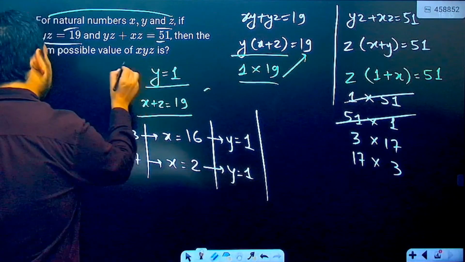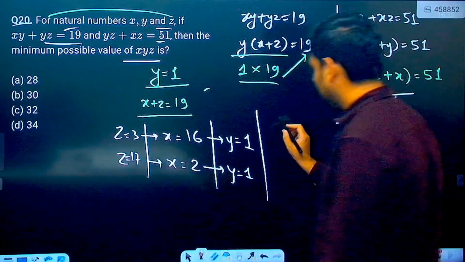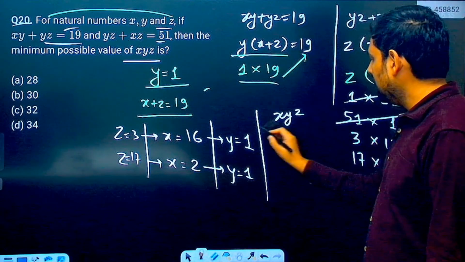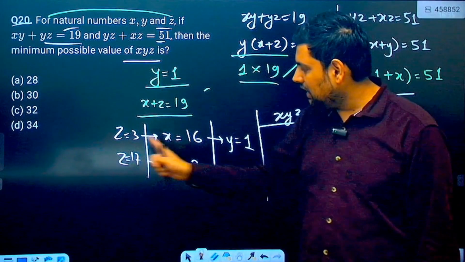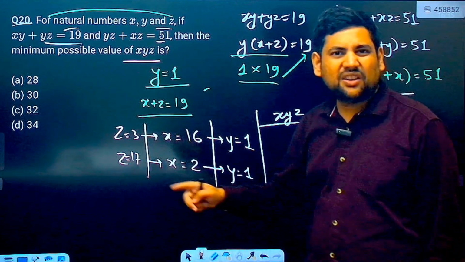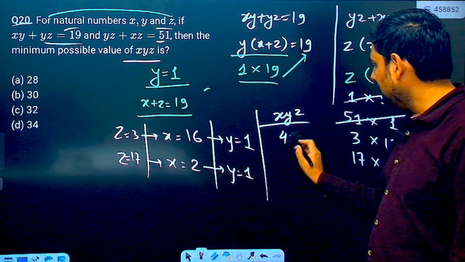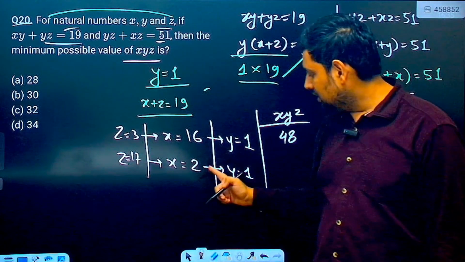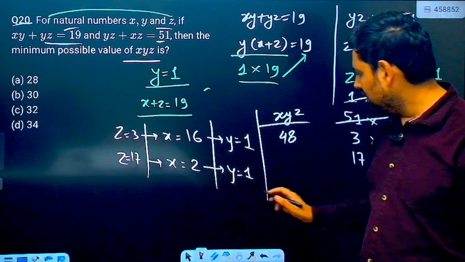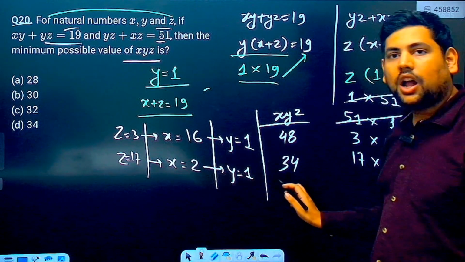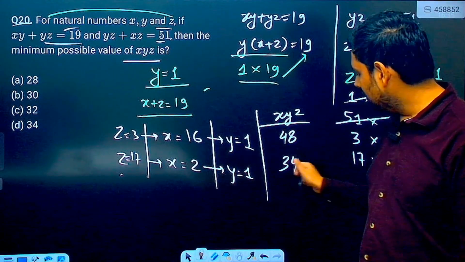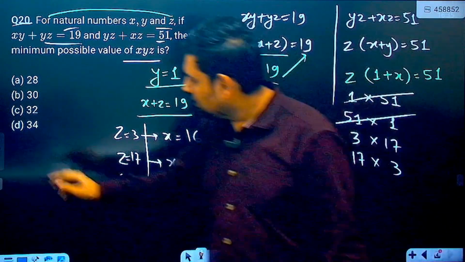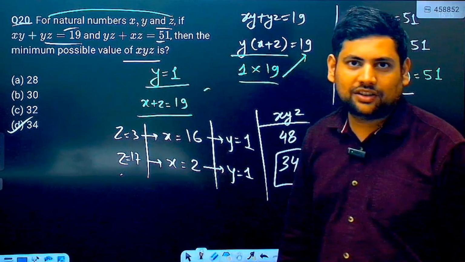Now I have to find the minimum value of x, y, z. So let's find the value of x, y, z in both these cases. These are the only two cases possible. So then this becomes 3 into 16 into 1. 16 3s are 48. 48 into 1 is 48. Then 17 2s are 34. 34 into 1 is 34, which is giving you minimum. This case is giving you minimum. And what is that value? The minimum value? 34. 34 is the answer.